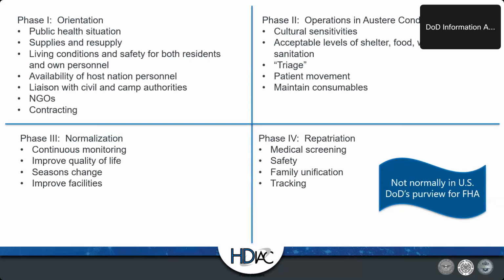So phase 1, orientation, was really just getting there, getting on the ground, figuring out who's who. Phase 2 is operations in austere conditions. So it really was focused on, all right, your resources are stretched thin, but you have certain things going on you need to deal with. How do you do that? Phase 3, the normalization. So now our resources are starting to stabilize. Things are starting to get a little more normal, but we do still have to manage the camp. So we're going to continue to monitor people, focusing on improving the quality of life.